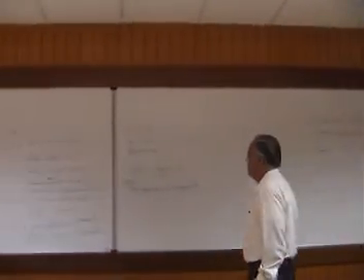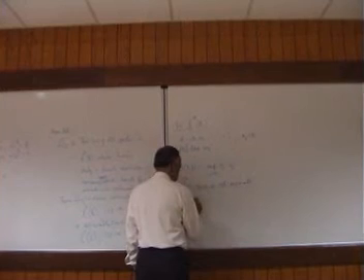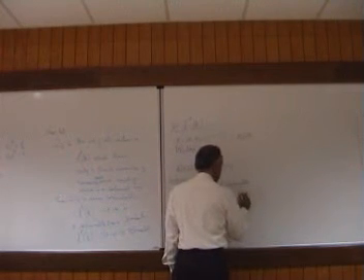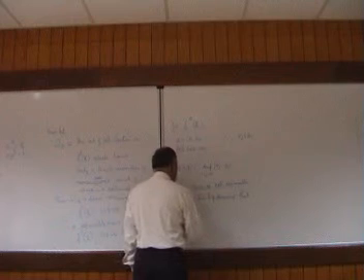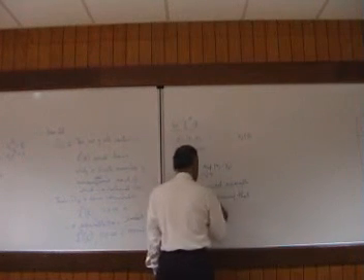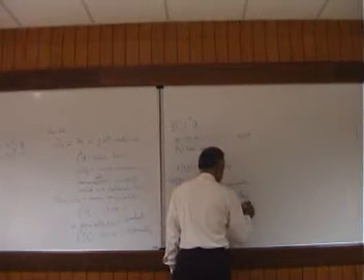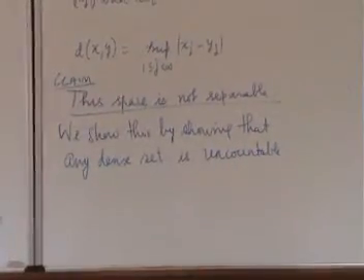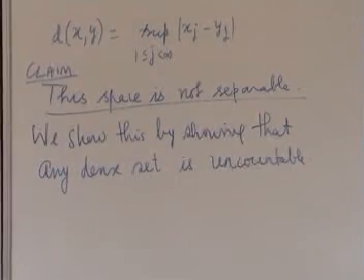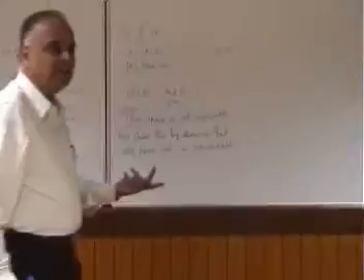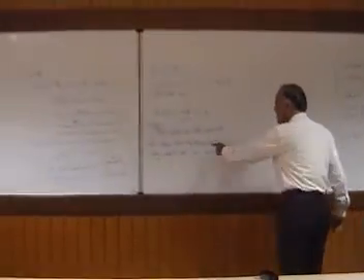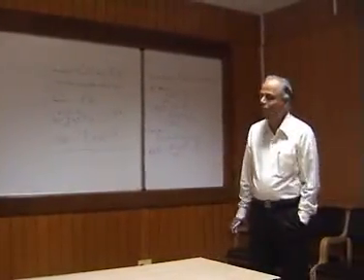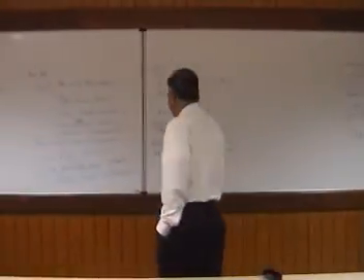The way to show this is by showing that any dense set is uncountable. This is a typical way of showing that something is non-separable. If we show that any dense set must be uncountable, there is no hope of getting a countable dense set. You have to sacrifice either density or you have to sacrifice uncountability. If you want density, you must have uncountable. So there is no question of having density and countability together. So that is the way to show that something is not separable. Now how do we do this?